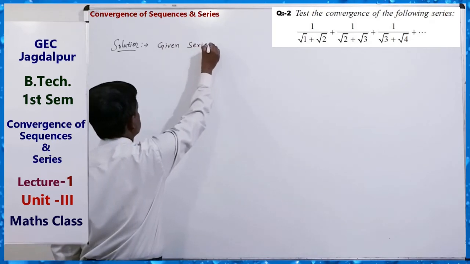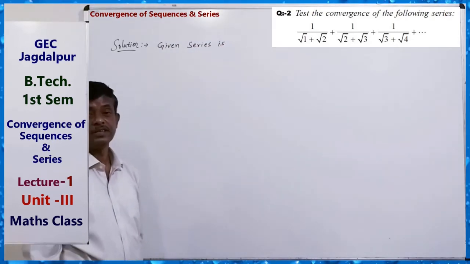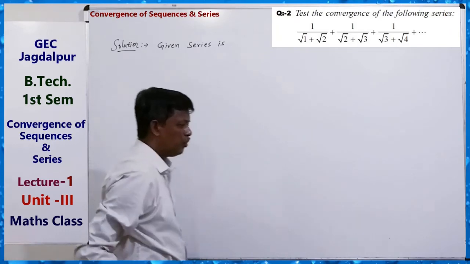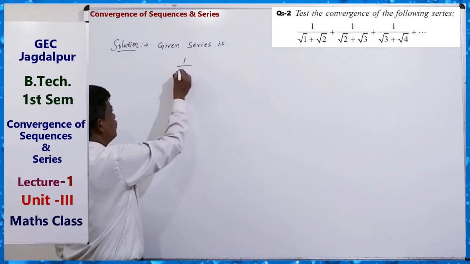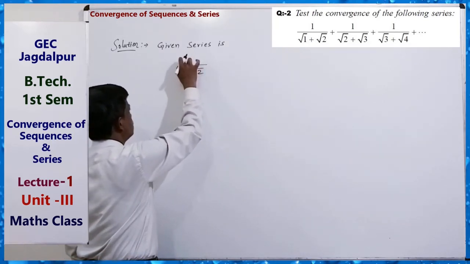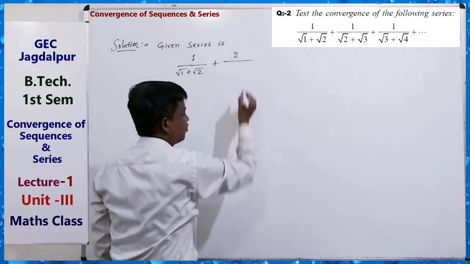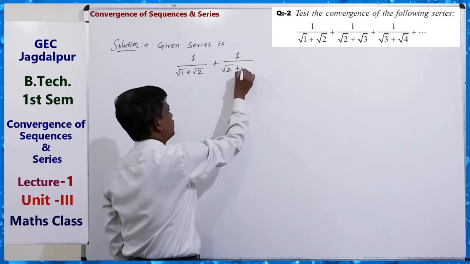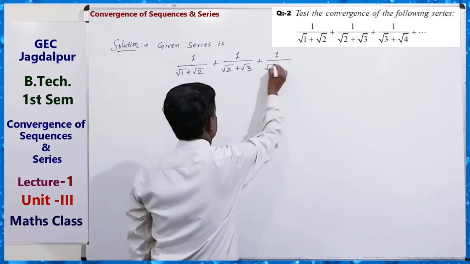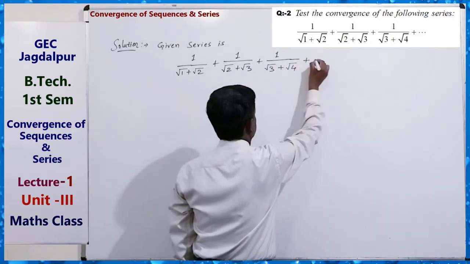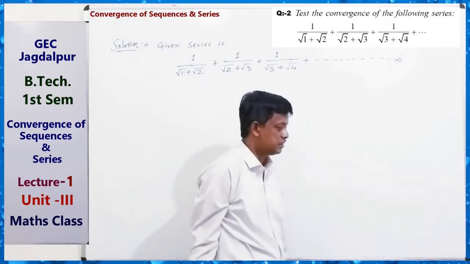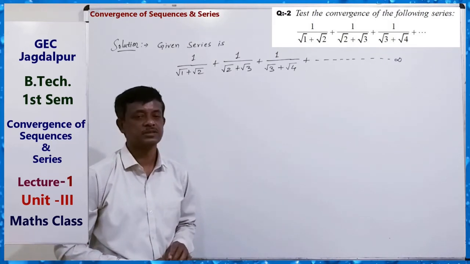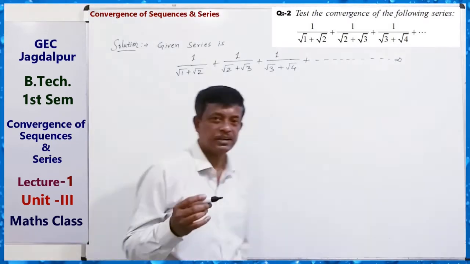Given series is 1 upon root 1 plus root 2, plus 1 upon root 2 plus root 3, plus 1 upon root 3 plus root 4, and so on. This is the given series. We have to test the convergence of this series. Okay, so here we have to find first what? un.